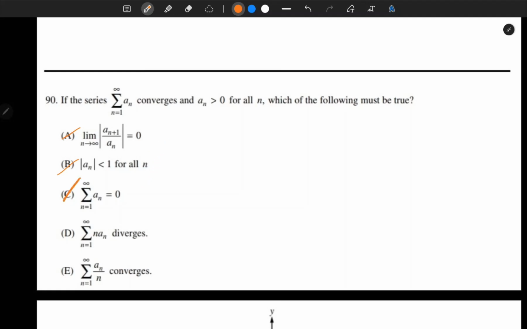Next, C is impossible because a_n for all n is greater than 0. So the sum over positive numbers cannot be equal to 0. So C is impossible. Next, D, we're simply not given enough information for. We can't tell because if a_n is equal to 1 over n cubed, then the sum over this still converges because it's smaller than the sum over 1 over n squared, which we know converges. So we're not given enough information to say that D is correct. And this leaves that E is the correct answer.